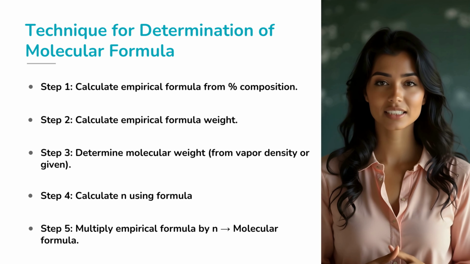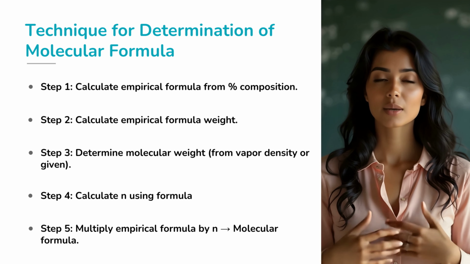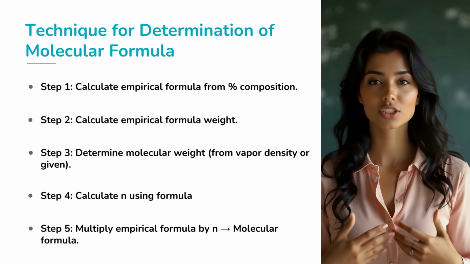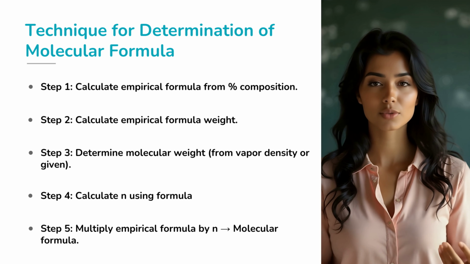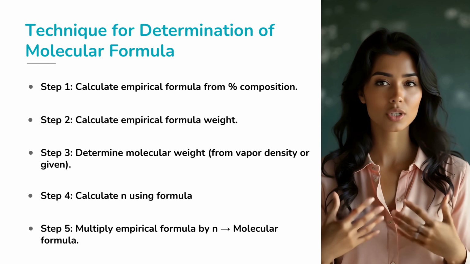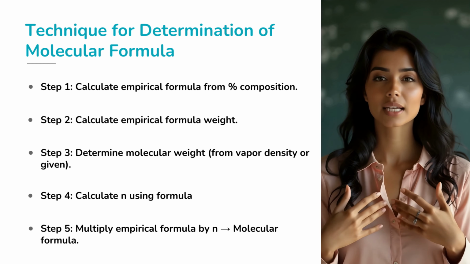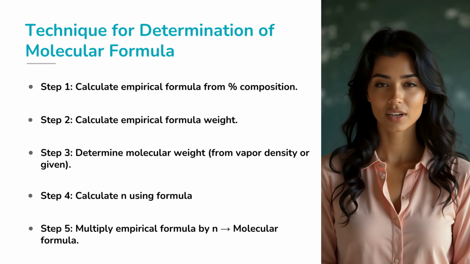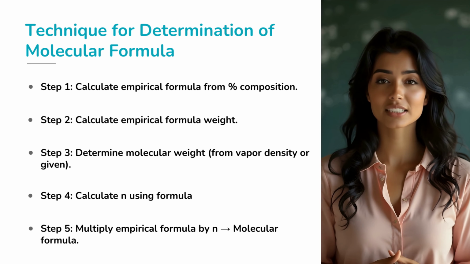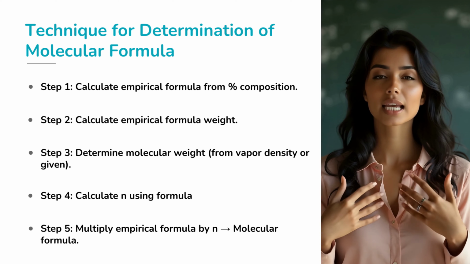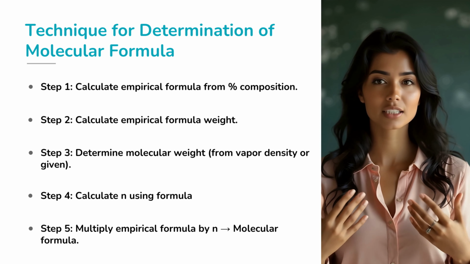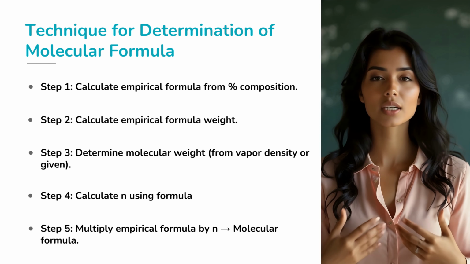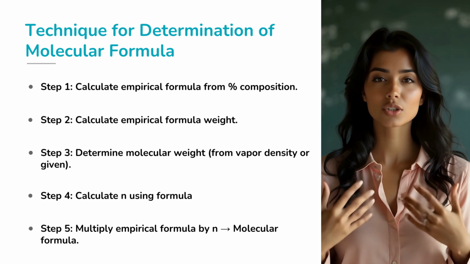Alright, let's treat this like a step-by-step recipe. Step 1. Calculate the empirical formula from percentage composition, just as we learned earlier. Step 2. Calculate the empirical formula weight by adding up the atomic masses. Step 3. Find the molecular weight, often given directly or calculated from vapor density. Step 4. Find n, which equals molecular weight divided by empirical weight. Step 5. Multiply the empirical formula by n to get the molecular formula.